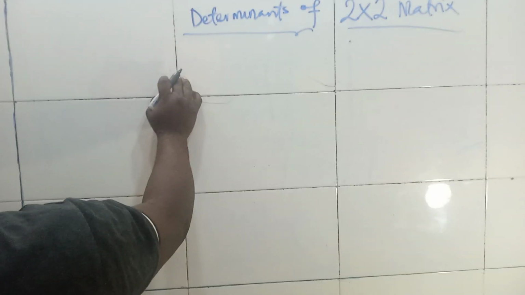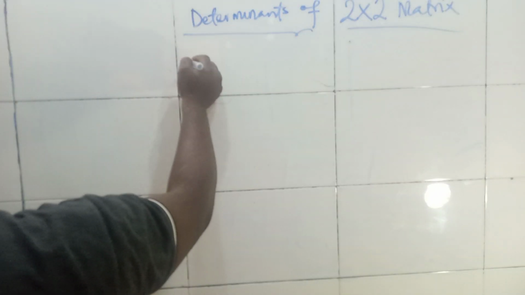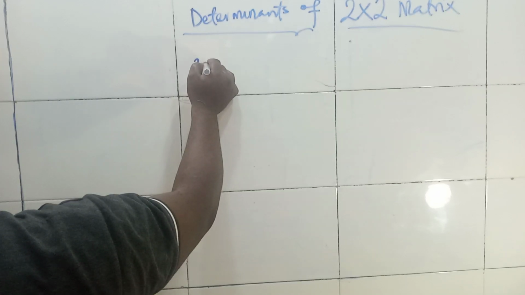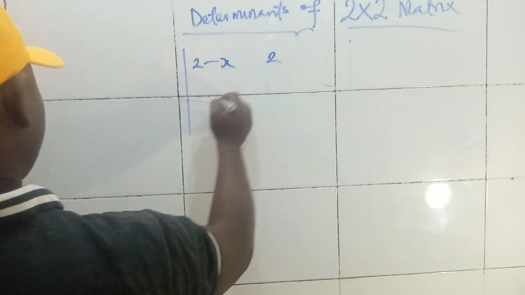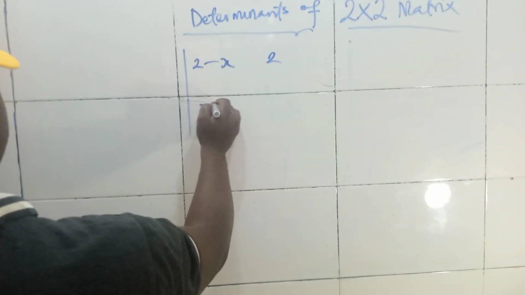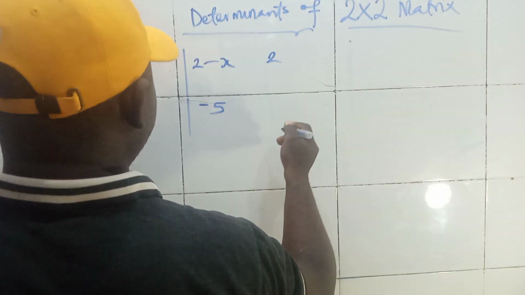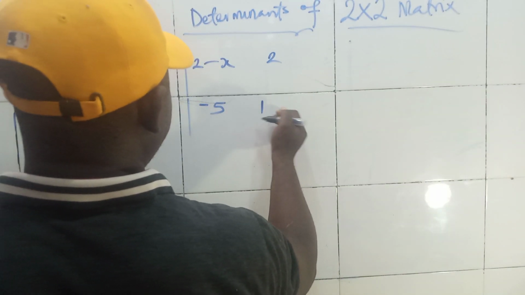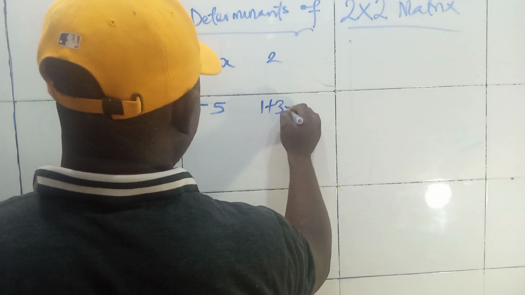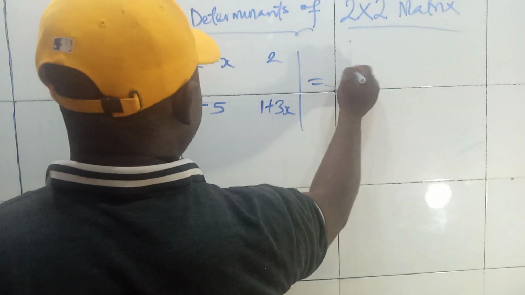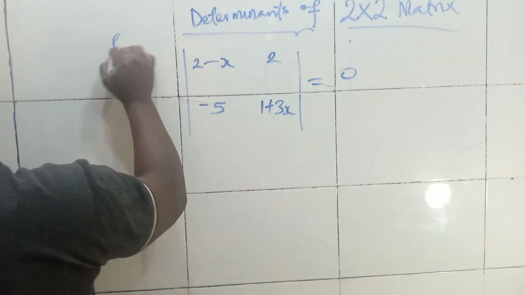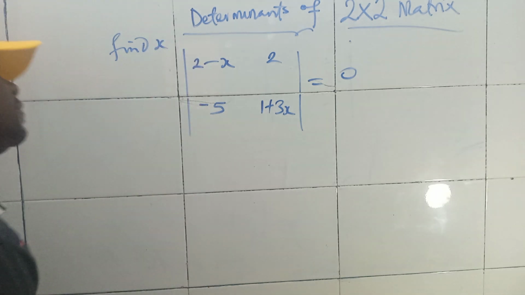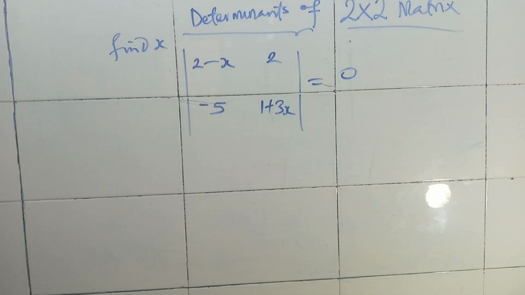Let's say we have 2 minus y. Let's do this. Let's say 2, okay, we have minus 5. Then we have 1 plus 3x is equal to 0. Fine. So the question is, find the value of x. Find x. So we want to solve for this.